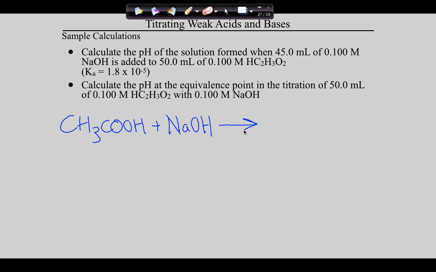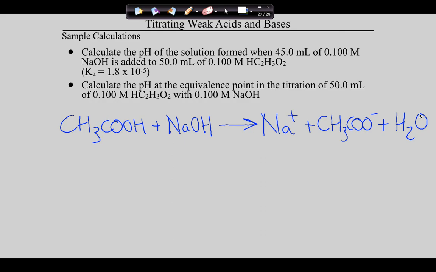As this chemistry takes place, as we're adding base to the acid, what are our products? Sodium acetate and water. But I'm going to write the sodium acetate as it actually exists in the beaker, as ions.